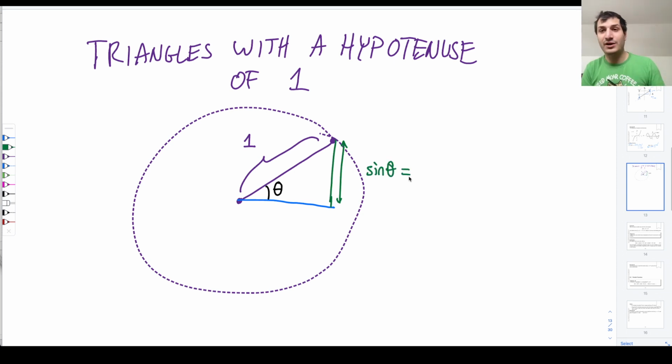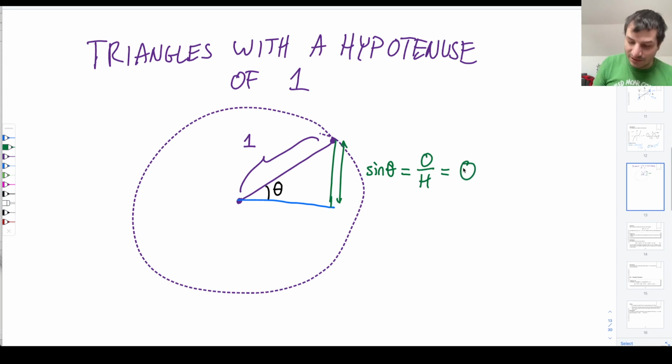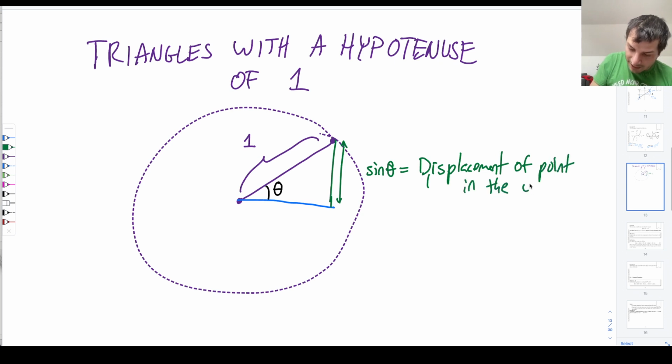Well, sine is opposite over hypotenuse. The opposite side is this green length, and the hypotenuse is 1. Dividing by 1 doesn't do anything, so this length must have been sine of theta. So sine of theta equals opposite over hypotenuse, but the hypotenuse is 1, so it's the length of the opposite side. The thing you've got to keep your eye on in this particular case is that it's the length of the opposite side as long as you're above the axis. If you're below the axis, it would be negative. So more accurately, instead of saying sine is the length of the opposite side, I'm going to say sine is the displacement of the point in the y direction.